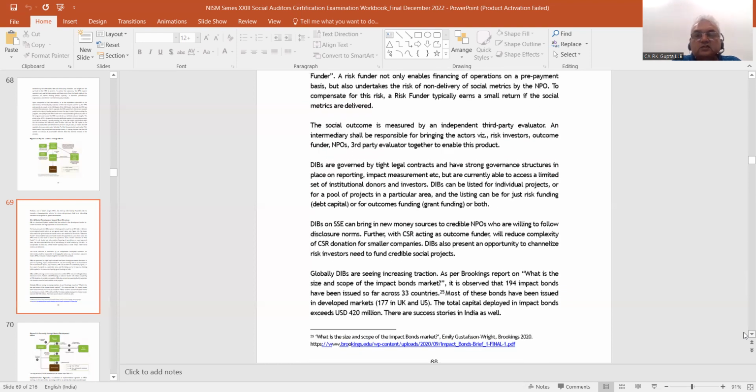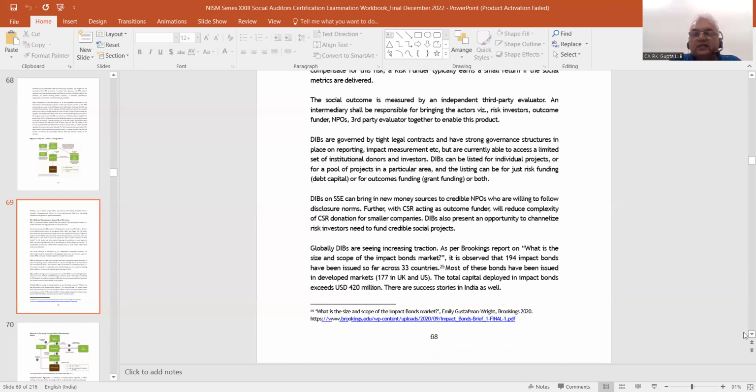Now these development impact bonds on the social stock exchange can bring in new money sources to credible NPOs. The idea is to fund the NPOs which are working for a good cause and are willing to follow disclosure norms. Further, with CSR acting as outcome funder, it will reduce the complexity of CSR deployment for smaller companies. Development impact bonds also present an opportunity to channelize risk investors' need to fund credible social projects.